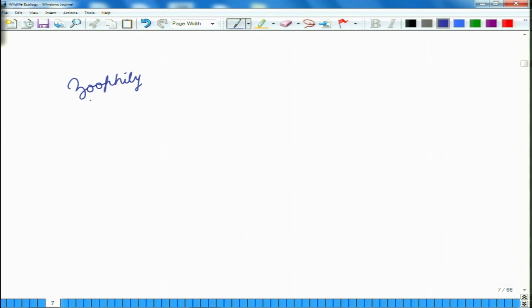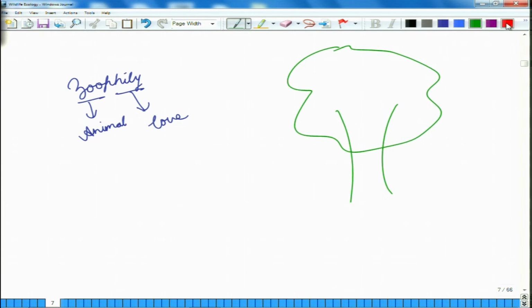Now, zoophily, zoo is animal and phily is love. Now, zoophily is a situation in which you say have a tree and this tree bears fruits, and then these fruits are eaten up by a bird, and when this bird eats up this fruit, it gets nutrients, but at the same time the seeds also get inside the bird.